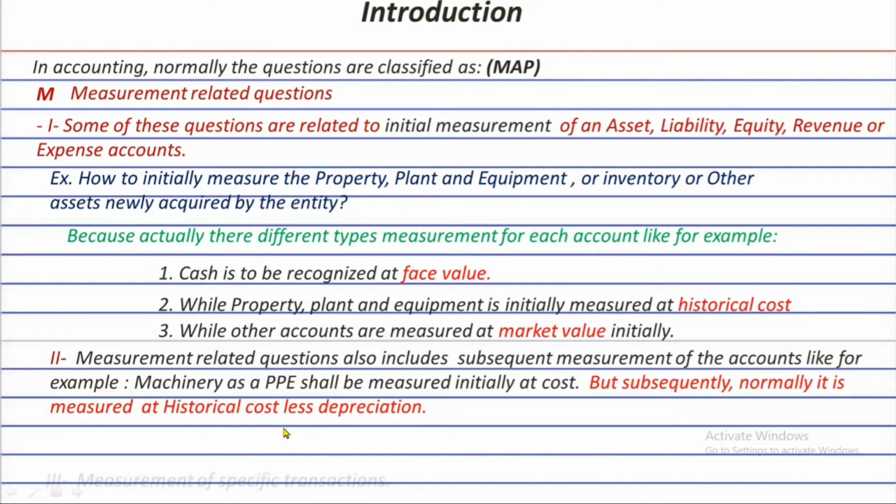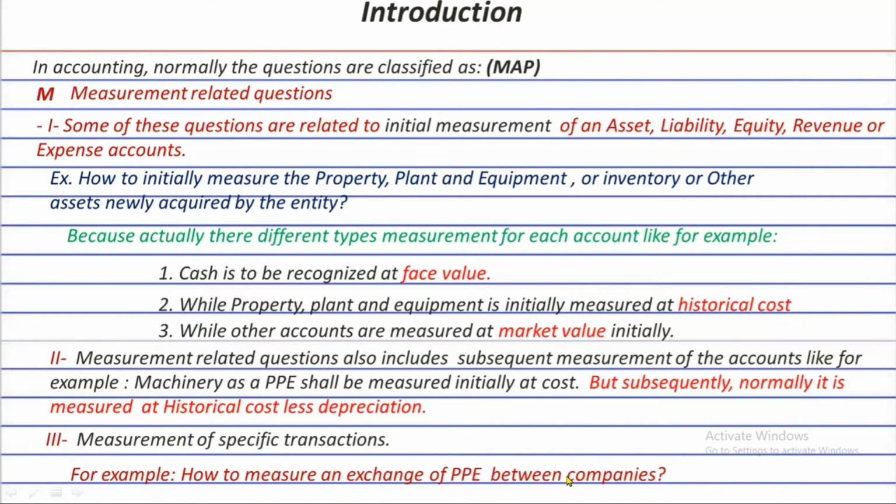And lastly, measurement related questions might also include measurements for specific transactions. For example, how to measure PPE received in exchange of an old PPE that you have given up. Something like that. So here, you will realize that measurement questions are not only limited to measurement of specific accounts like cash, receivables, inventories, PPE, payables, and others. It also includes measurement of transactions. So again, in summary, if you are asked about accounting for specific account titles or items, the questions might include measurement-related questions. These might include questions related to initial valuations of the accounting items, subsequent measurement of those items, or measurement of specific transactions.